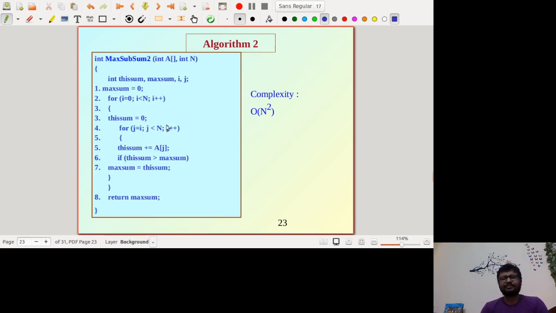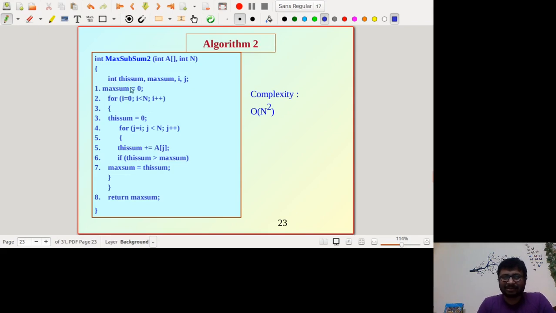Okay. So then you advance j again. So j becomes i plus 1. This sum had a_i in it. Now it adds to it a_(i+1). So now this sum holds the subarray sum of this subarray of size 2, that is a_i and a_(i+1). You again compare this sum with max sum and update max sum if necessary.